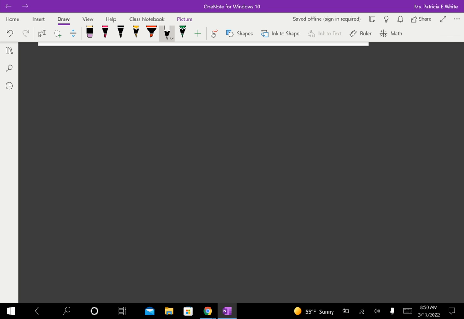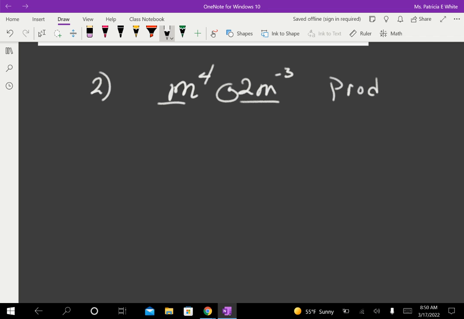Number 2 on your practice sheet, I have m to the 4th times 2m to the negative 3. So I'm multiplying bases here. That means that's my product rule, right? And in my product rule, I add the exponents, okay?